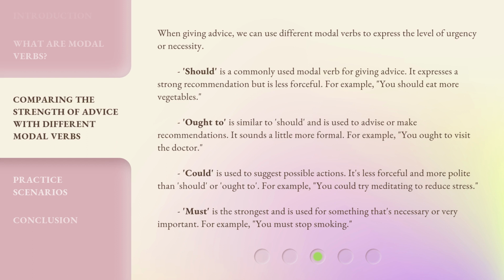Could is used to suggest possible actions. It's less forceful and more polite than should or ought to. For example, you could try meditating to reduce stress. Must is the strongest and is used for something that's necessary or very important. For example, you must stop smoking.